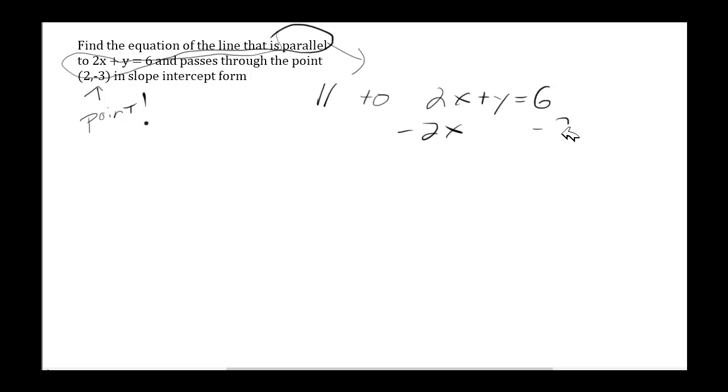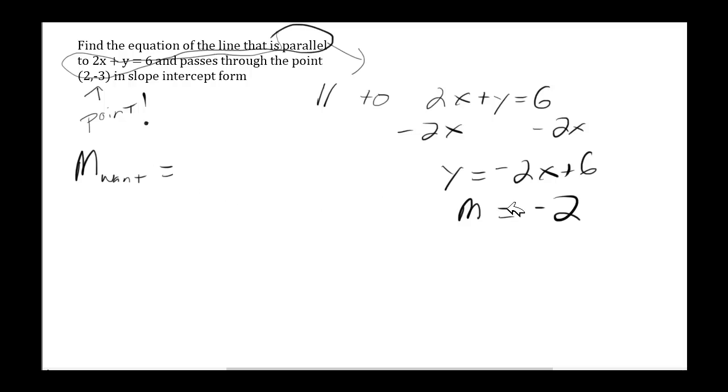So move the 2x over. y equals minus 2x plus 6. The slope of this line is minus 2. So the slope we want, since they're parallel, remember parallel lines have the same slope, is minus 2. And now same thing, I'm going to go point slope. So y minus y1 equals, remember using this point right here and this slope. That's our slope, parenthesis x minus x1.